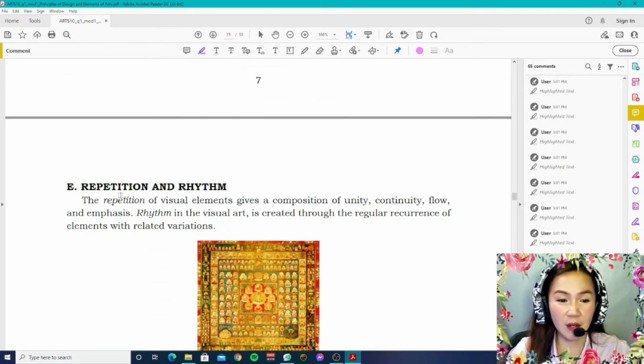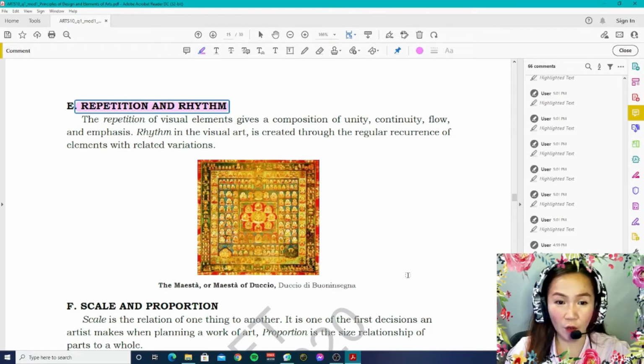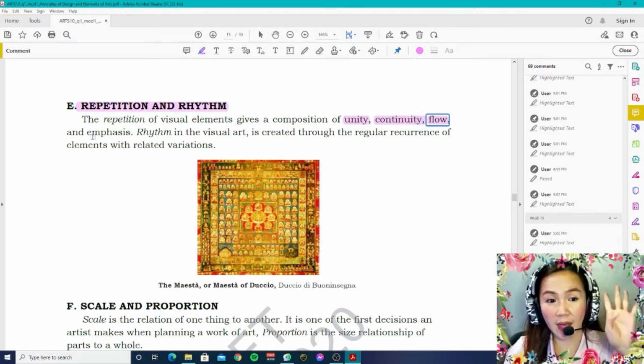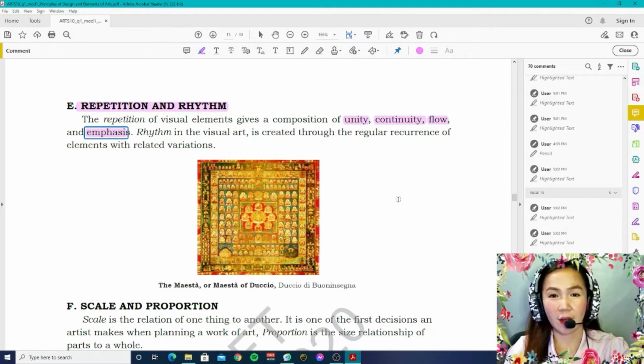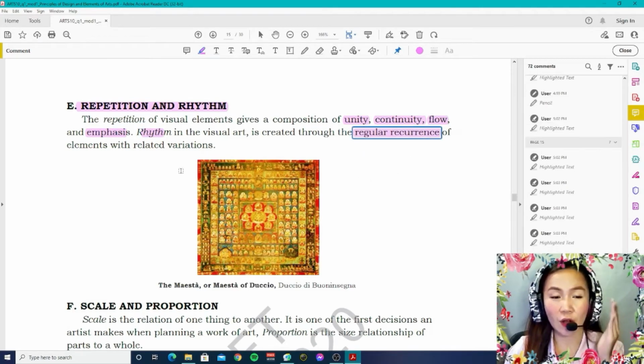Okay? Now let's go to the fifth principle of design, and that is repetition and rhythm. Okay, now the repetition of visual elements gives a composition unity, continuity, flow, and emphasis. Again, we have unity, continuity, flow, and emphasis. That is under repetition and rhythm. Now, rhythm in the visual art is created through the regular recurrence of elements with related variations.